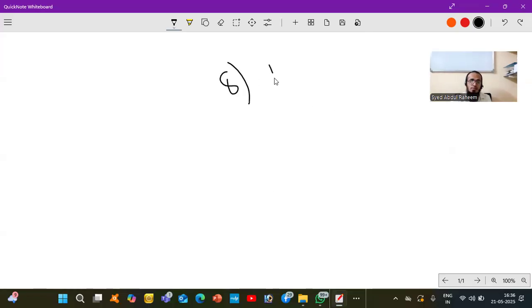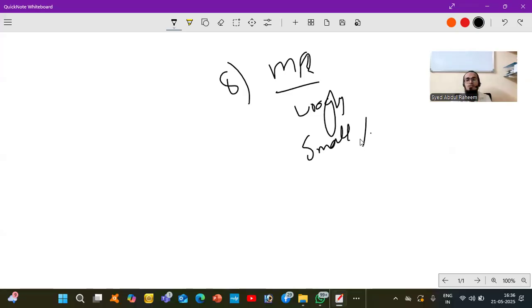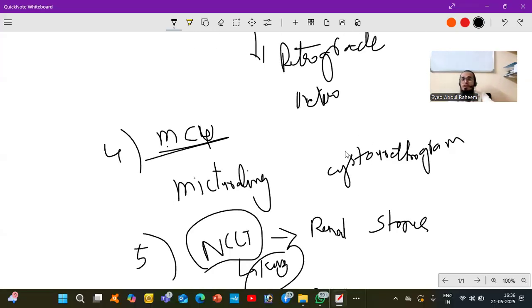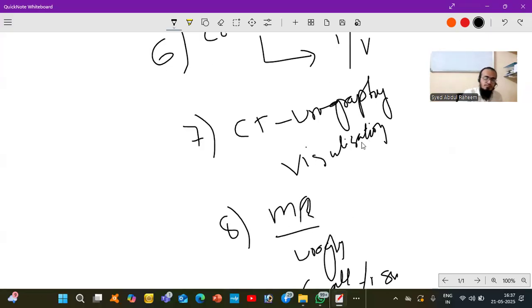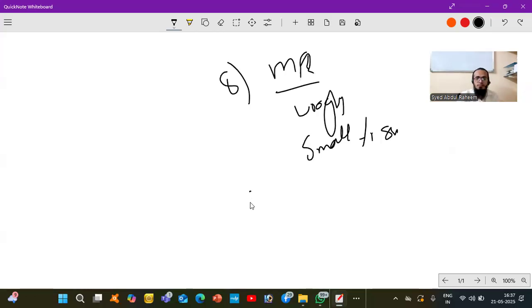Next, the eighth type of scan is MR urography. Like the MRI scan, we have MRI urography. In that you will be able to visualize small tissues, tissue levels like nephrons. In all the other scans, these structures are not available. But if you want to go deeper inside the tissue, you have to advise MRI of KUB, kidney, ureter, bladder. And this is the important thing.